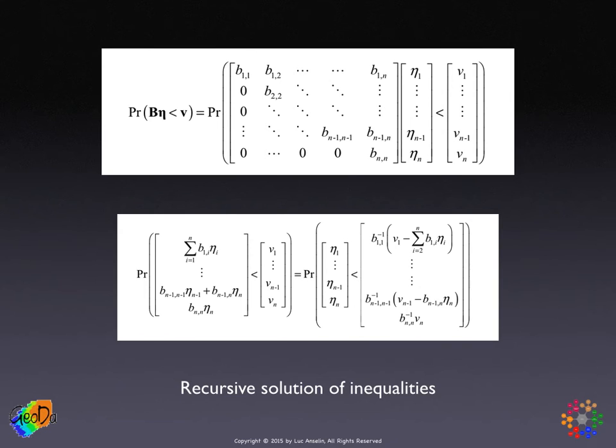Then we move up one row, and if we look carefully, we see that the row above only involves two terms, the term in eta n minus 1 and the term in eta n.